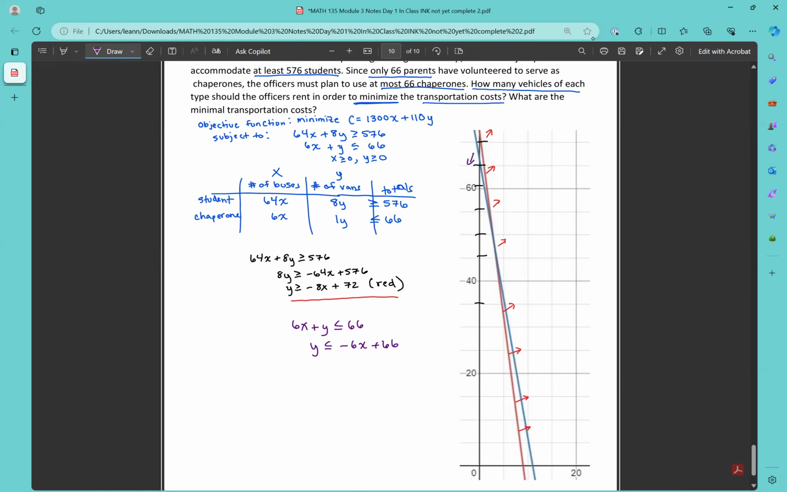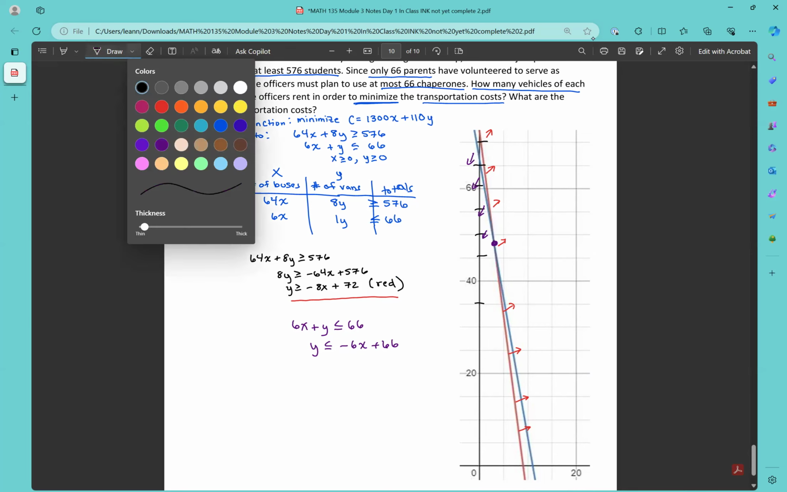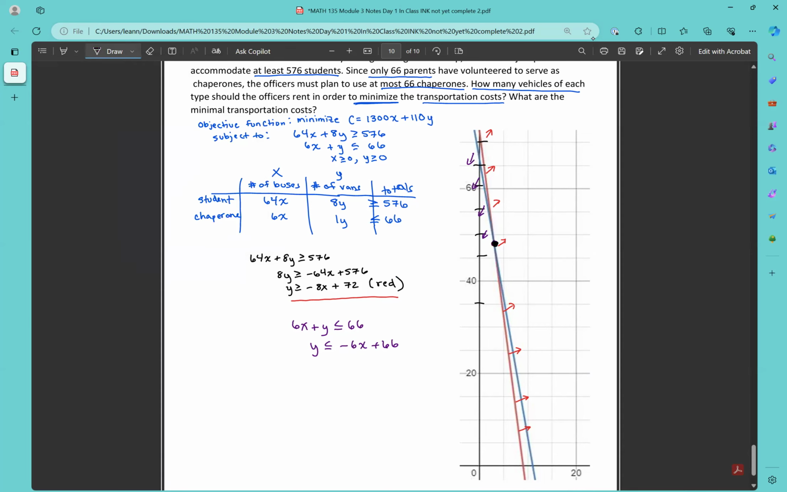Now on this one, though, we're supposed to be shading less than, because we only have a certain number of chaperones. So we're shading below the blue line. So you notice, until the intersection point, which we're going to have to find in just a second, it looks like it's roughly here where they intersect. So we're going to make that a black point. That's just guesstimating by what it looks like on the picture to me.